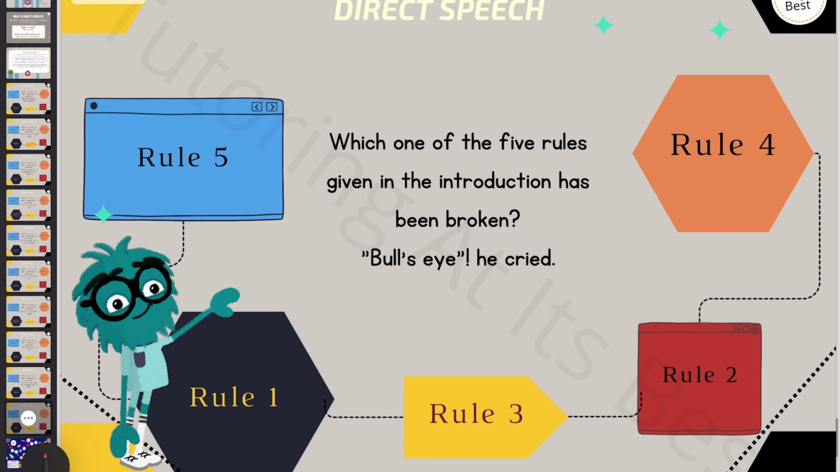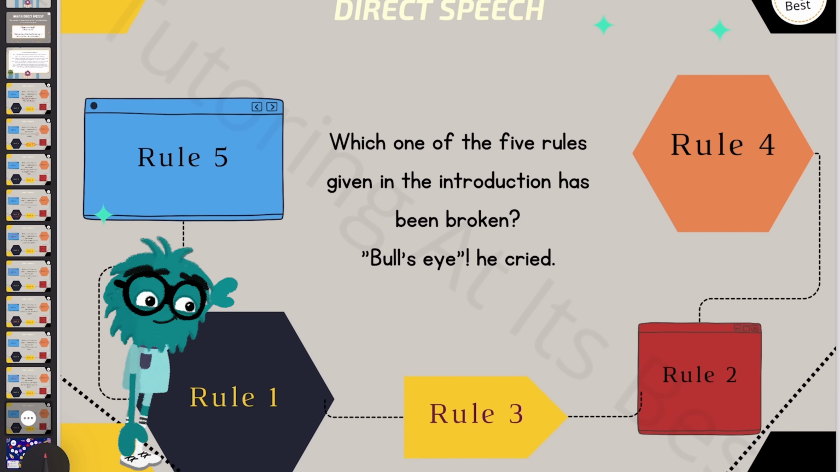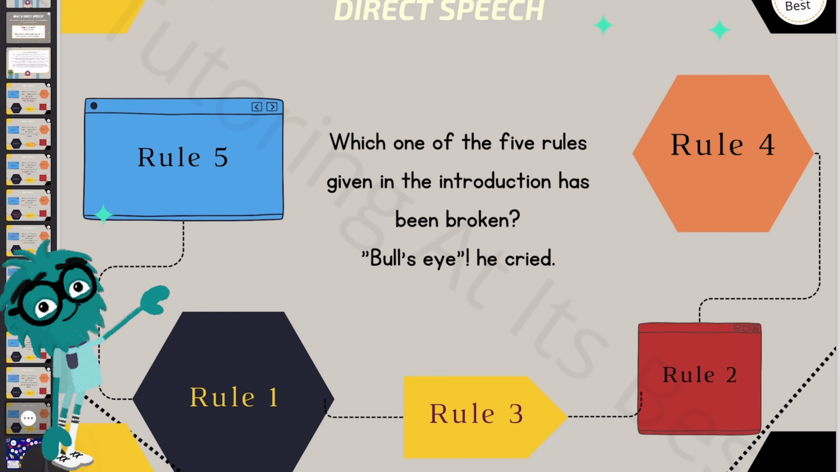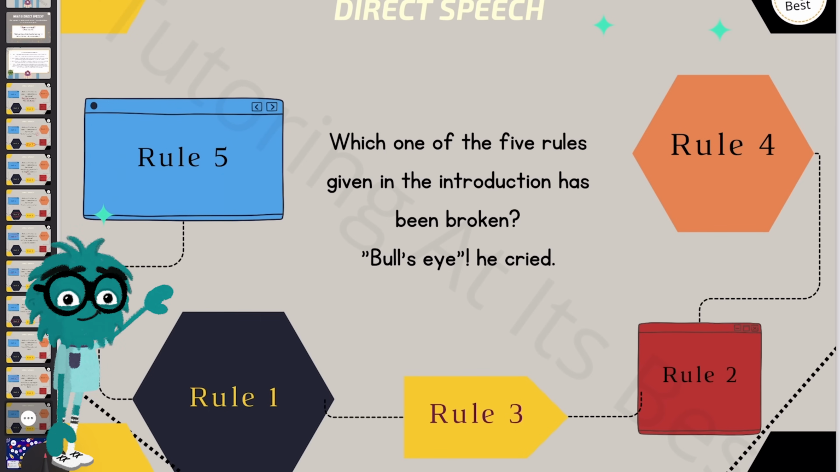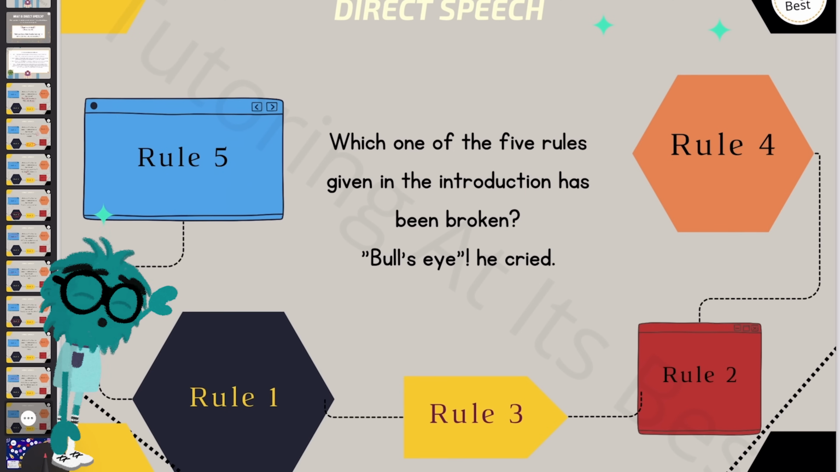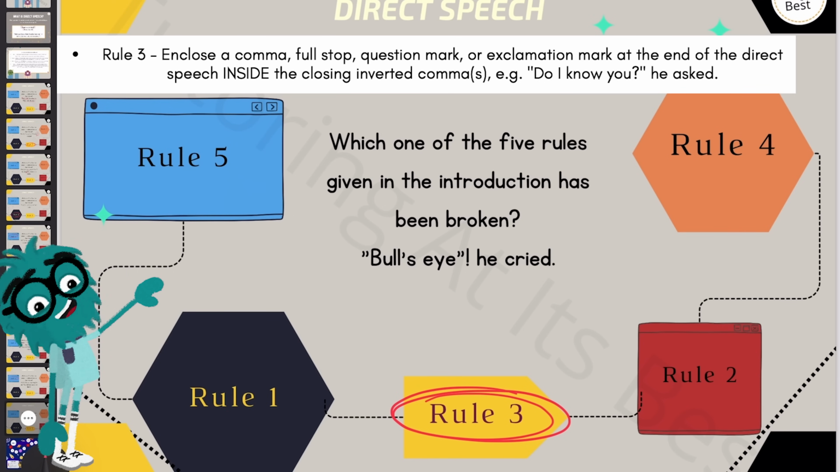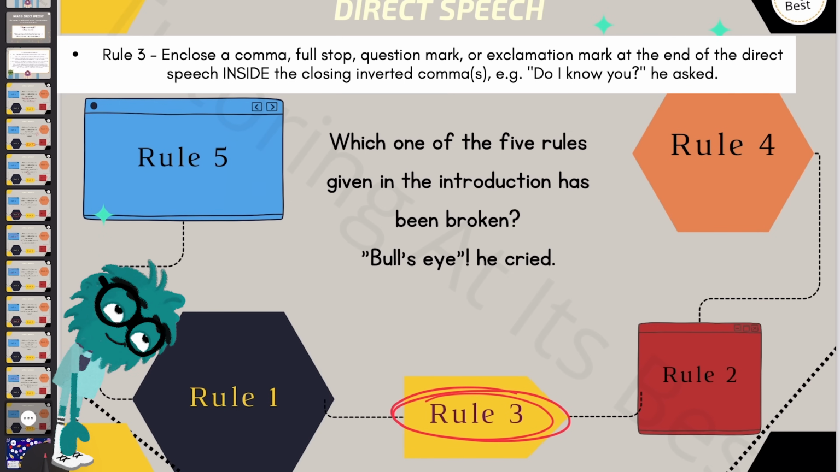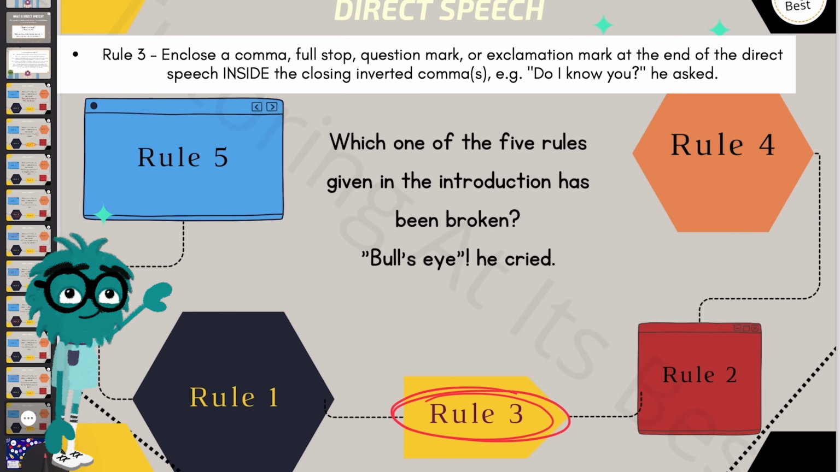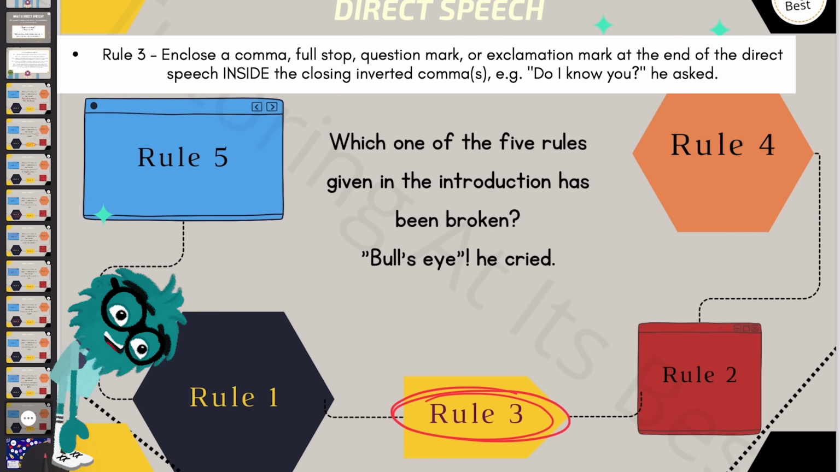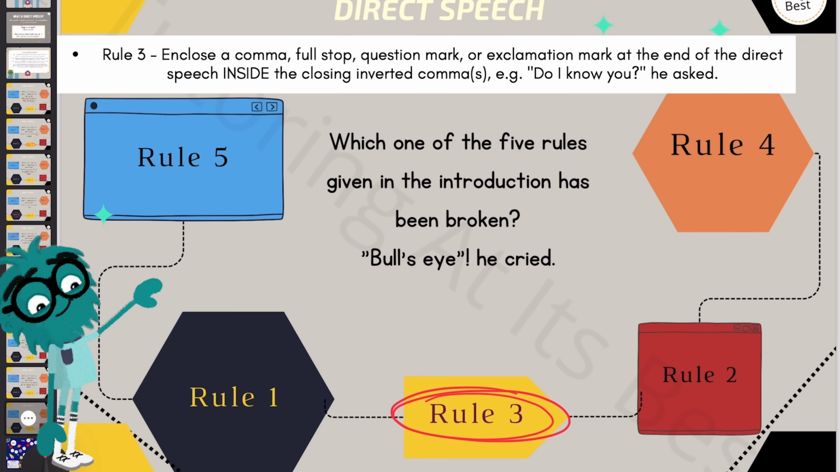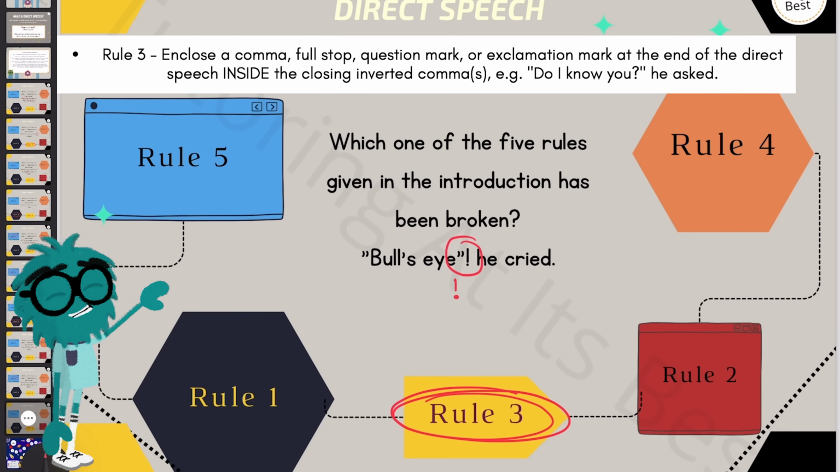Over to the final question. Bullseye, he cried. So what answer will we give here? Well, again, if you've chosen rule number 3, you are absolutely correct. If you remember, rule number 3 stated that we must enclose a comma, full stop, question mark, or exclamation mark at the end of the direct speech inside the closing inverted comma. So again, we must swap these two around with the exclamation mark and the inverted comma.